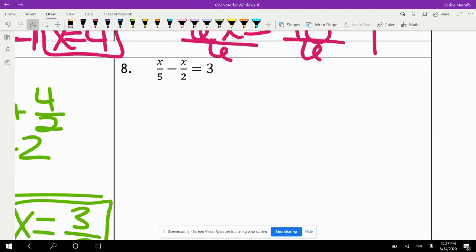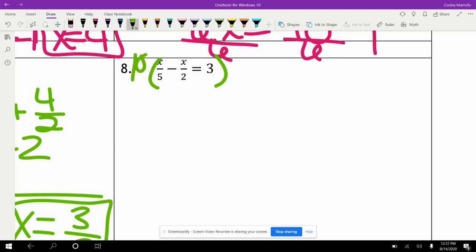Since we have the denominators 5 and 2, we need to see what number that 5 and 2 will go into evenly. So if I think of a number, for example, 10, 10 divided by 5 gives us a whole number, and so does 10 divided by 2. So that's what we are going to divide by. So I'm going to go ahead and take this and then multiply the whole thing by 10.